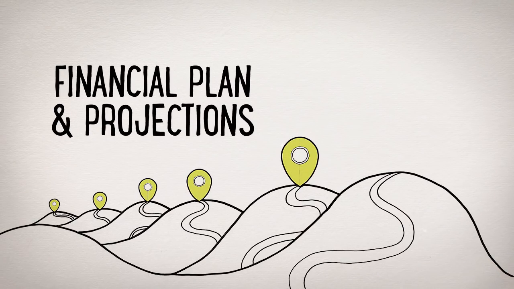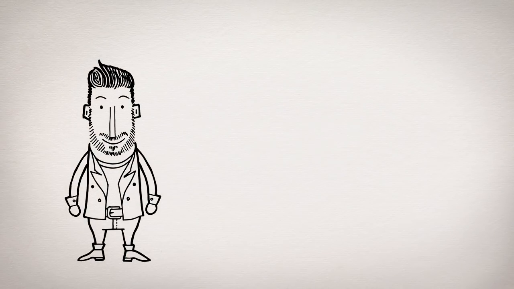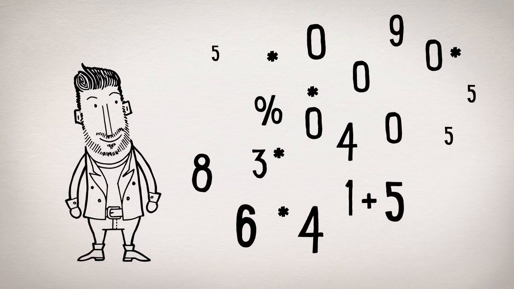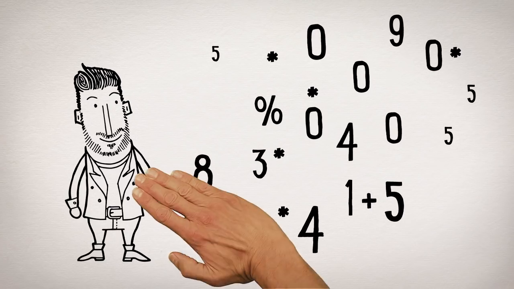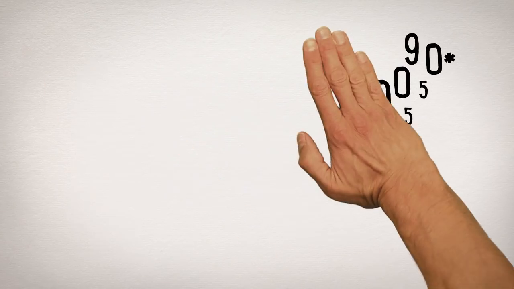Lastly, list your financial plan and projections. This part translates everything you've said in the previous sections into numbers. It will tell you whether the business will be worthwhile or whether you're wasting your time and/or money.